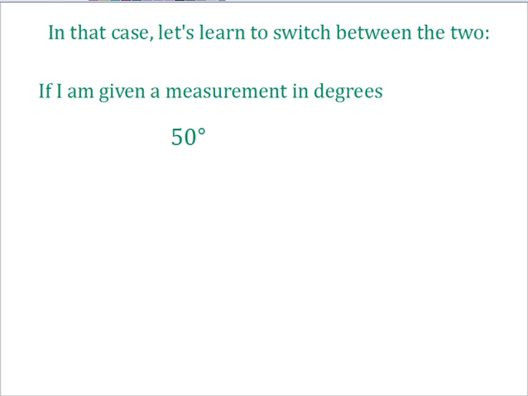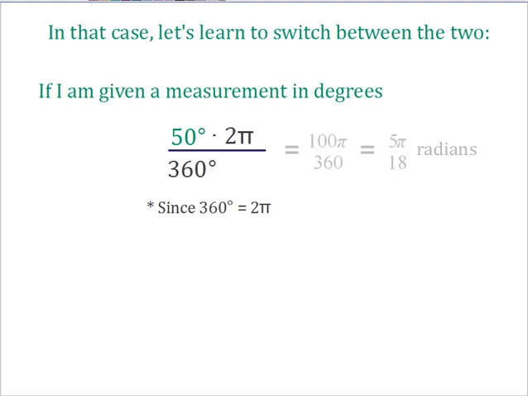So in that case, let's learn to switch between the two. If I'm given a measurement in degrees, okay, since 360 degrees is a full circle and so is 2 pi, I'm going to use that to my advantage in switching between degrees and radians. 50 degrees means 50 degrees out of a full 360 degree rotation. So I have the fraction 50 out of 360. If I multiply that by 2 pi, look what happens. 50 times 2 pi gives me 100 pi over 360. If I reduce that fraction, I get 5 pi over 18 radians. So 50 degrees is the same as 5 pi over 18 radians.